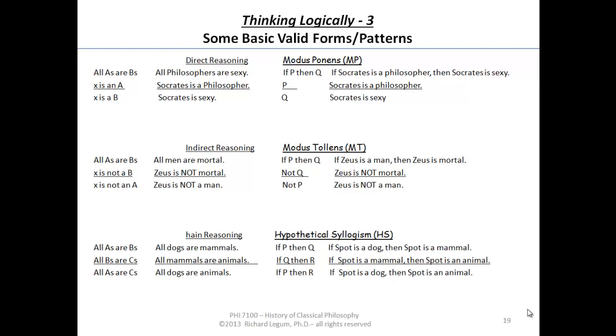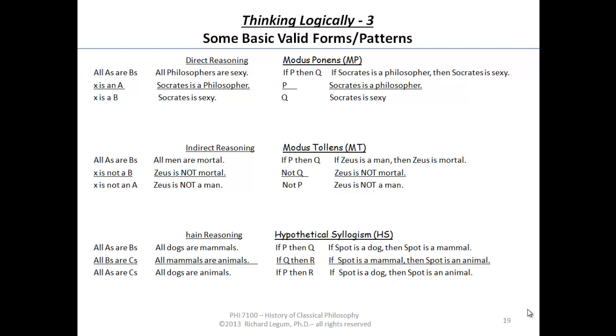Now remember one thing before we leave this. Arguments can have more than two premises. But when we're putting arguments together, for the most part we're always going to take two premises and draw a conclusion. We're then going to use that conclusion as a premise with some other premise to draw yet another conclusion. These interim conclusions are sometimes called intermediate conclusions.